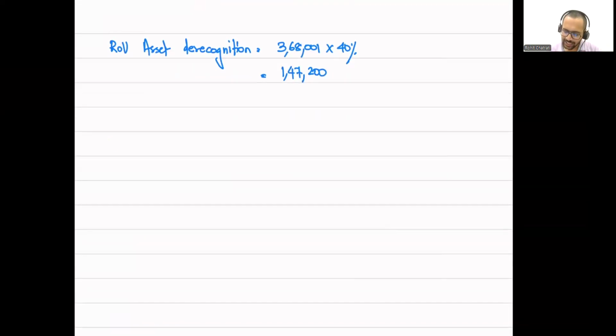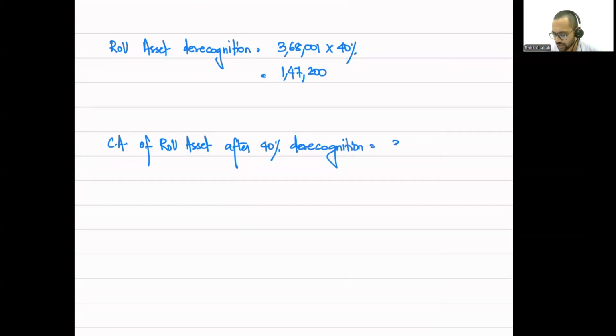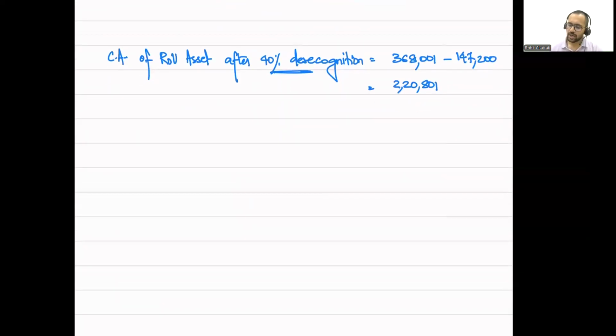All right. So the amount of ROU asset that I will derecognize is 1,47,200. The carrying amount of the ROU asset after 40% derecognition is equal to 368,001 less 147,200, which is equal to 2,20,801. The carrying amount of the ROU asset after 40% derecognition is 2,20,801.